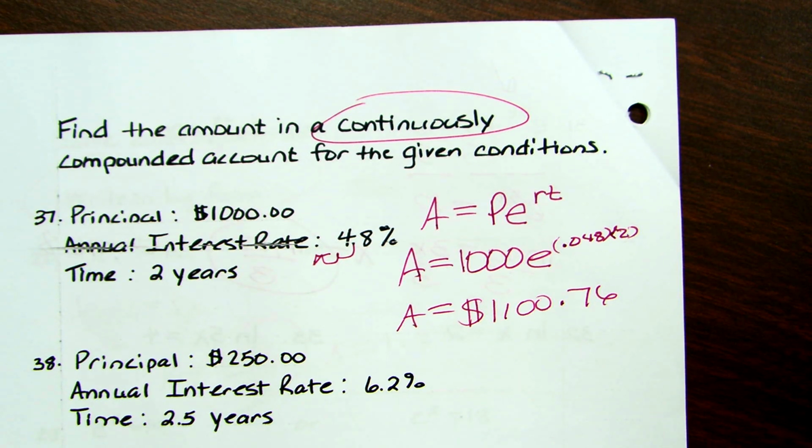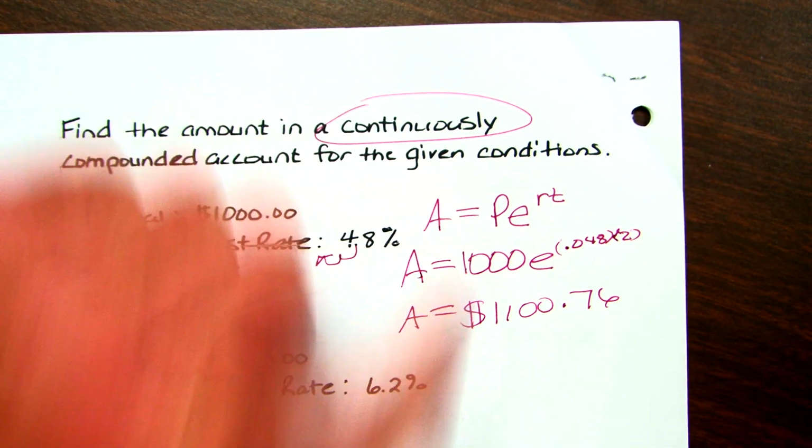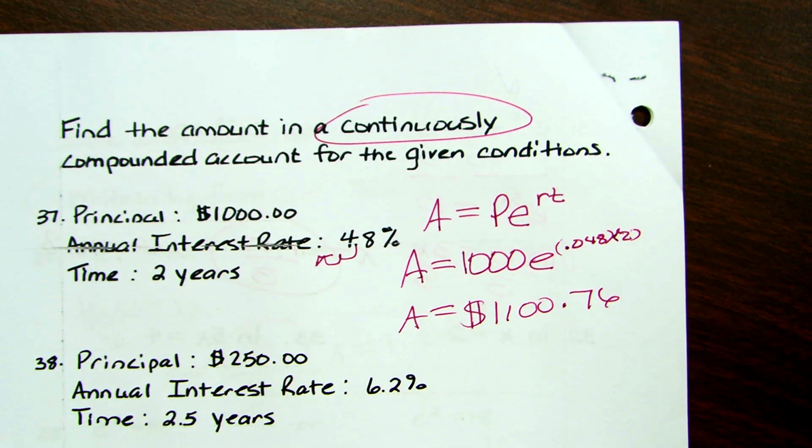So you can do 38. Basically, this is just substituting in for variables and typing stuff in your calculator. But the key thing is continuously is PERT. A equals P times e to the rt power.